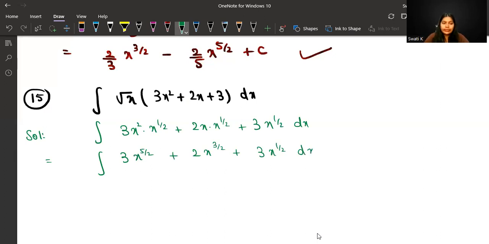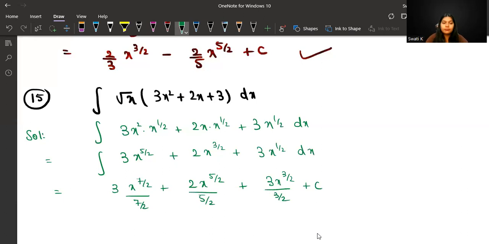Now if you integrate this using the formula, 3 is outside. x raised to 5 by 2 integrates to x raised to 5 by 2 plus 1, which is 7 by 2, upon 7 by 2, because that's the formula. This will become 2 into x raised to 3 by 2 plus 1, which is 5 by 2, divided by 5 by 2. And this will become 3x raised to half plus 1, which is 3 by 2, divided by 3 by 2, plus c.